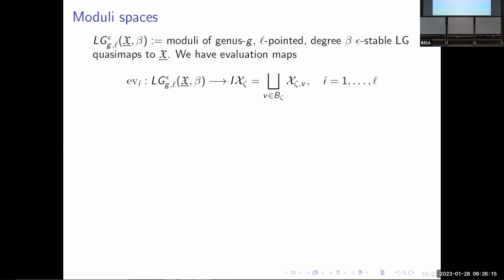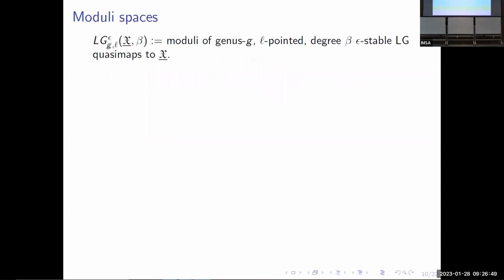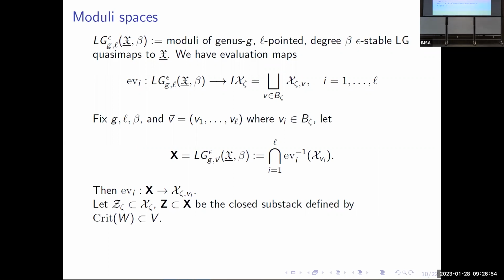Then we have an evaluation map to the inertia stack of this smooth orbifold, and the inertia stack is decomposed into finitely many components labeled by a finite subset. Then we can further decompose it because each mark point can map to one of the connected components. So we can further decompose this moduli space into open and closed substacks by specifying the connected component. Now we fix V1 to VL connected components of the inertia stack, and the evaluation at the ith mark point goes to some connected component labeled by Vi.